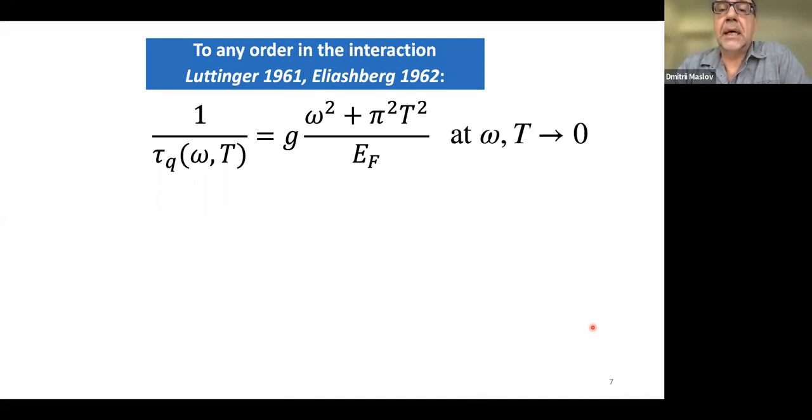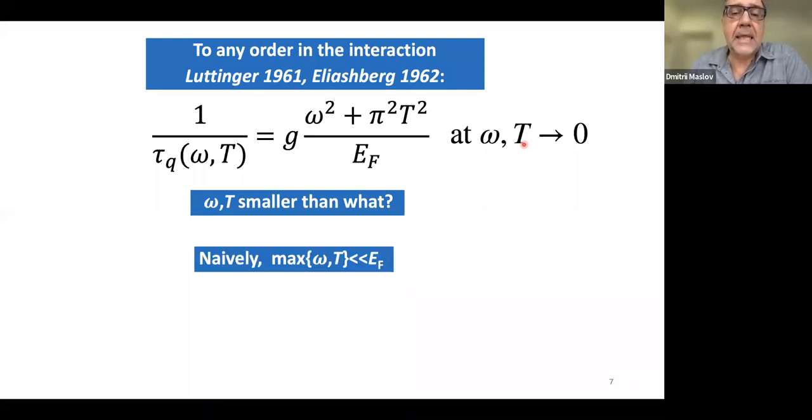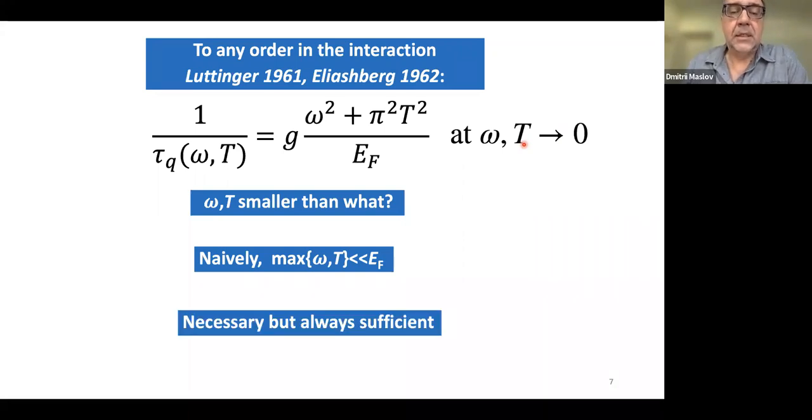Question is, what do we mean when we say that it's valid at low frequencies and low temperatures? So formally speaking, they go to zero, but we know that physics doesn't know zeros. So we need to ask how small omega and T should be. And naively, they should be smaller than the Fermi energy. It's a necessary condition, but not always sufficient.